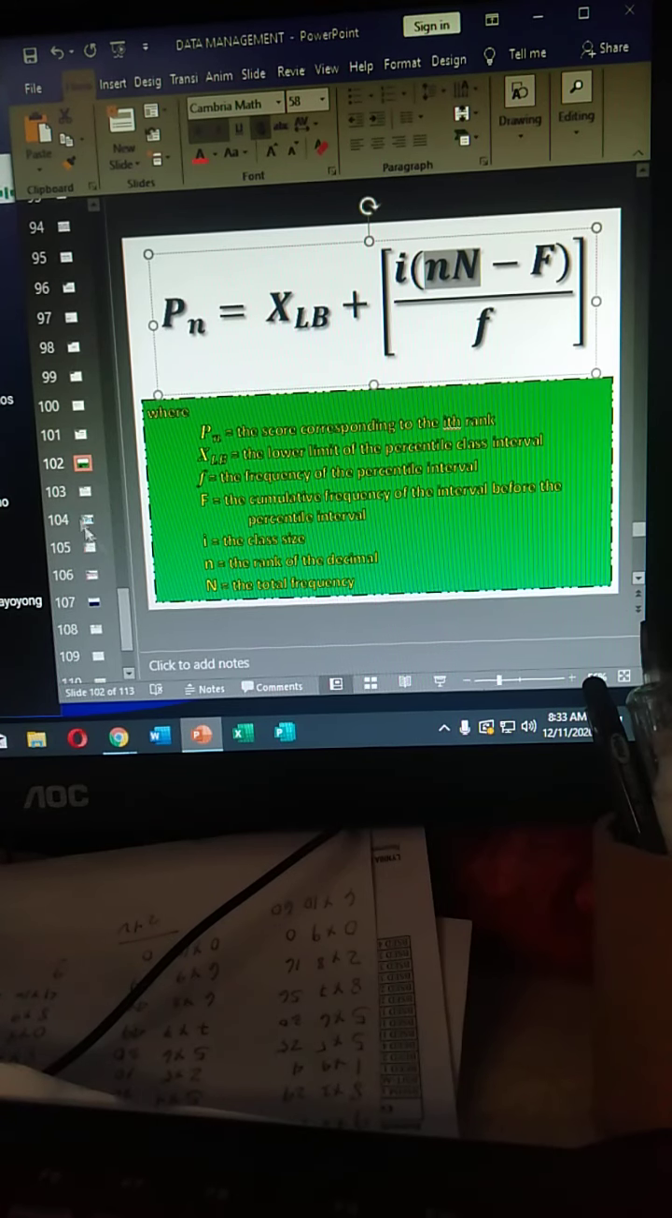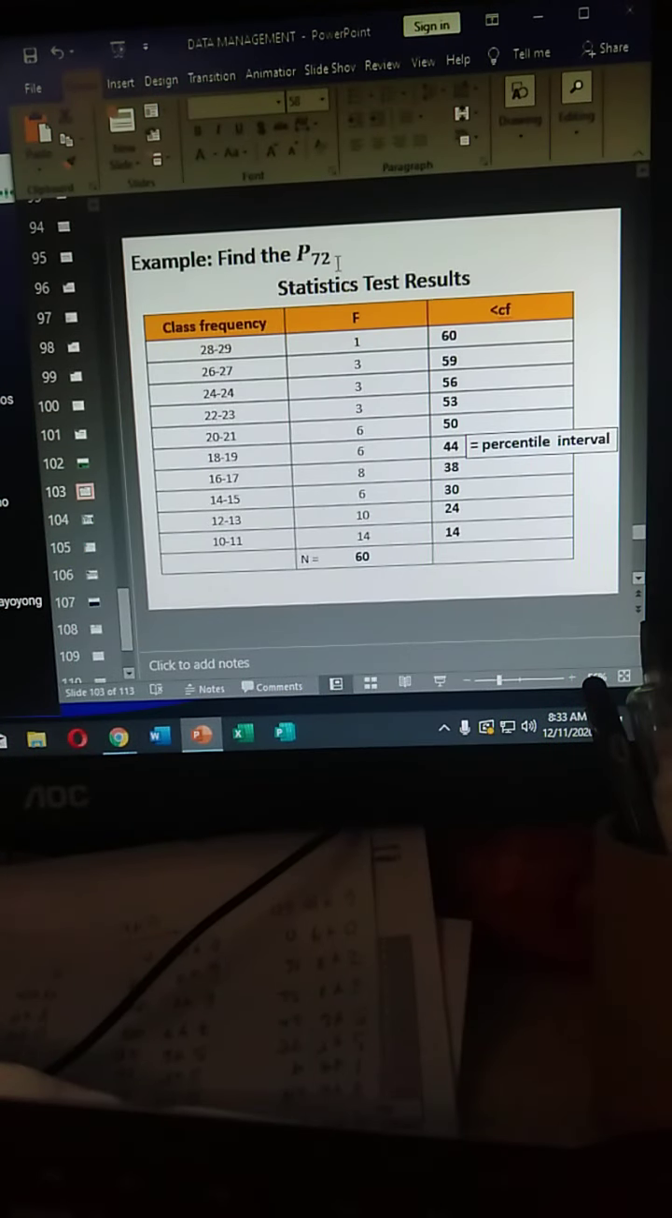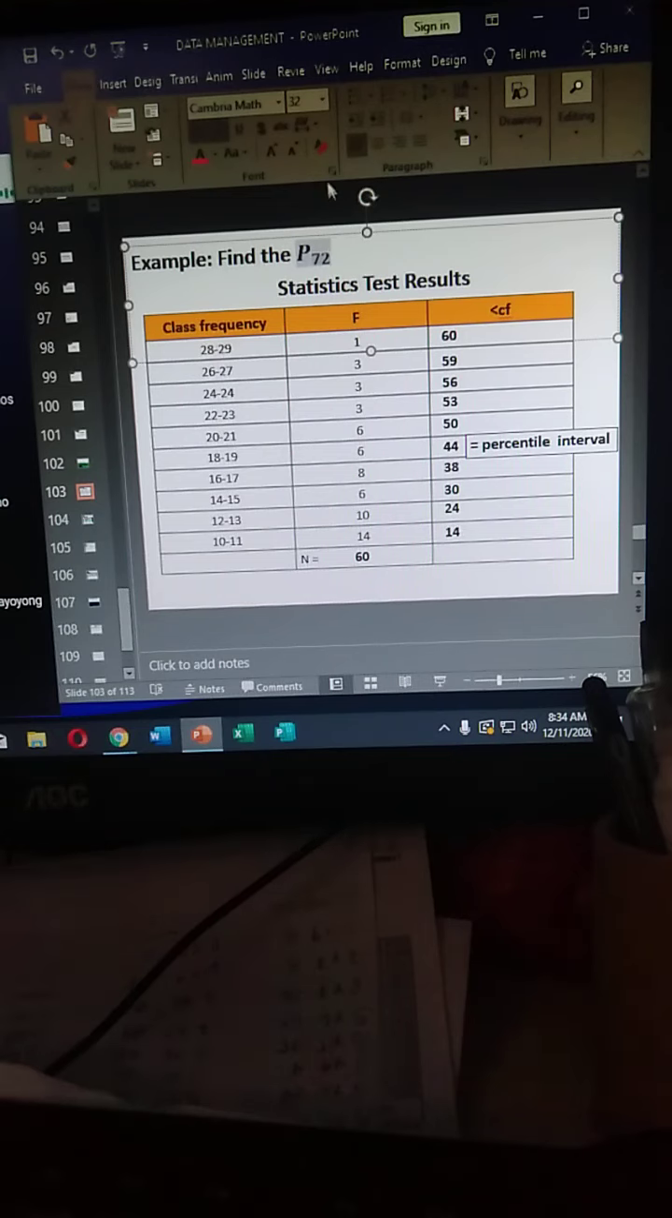And since ang hinahanap natin is P72, always convert 72 into decimal. Okay? P72, or 72 divided by 100, and that is 0.72. Di ba? Paano para wag na kayo mag-divide? Ang 100 ay may dalawang zero. So move 2 zeros from the last here. Move 2 zeros to the right ba? To the left. Okay. So kaya 0.72.